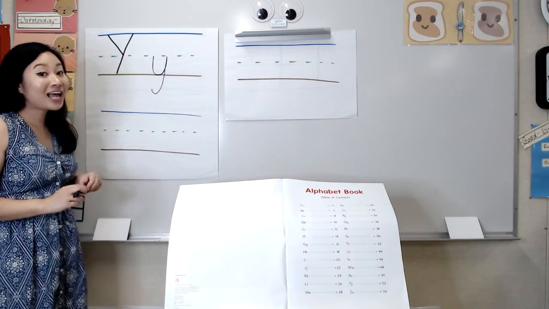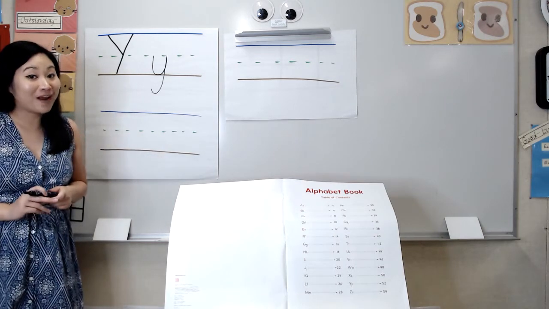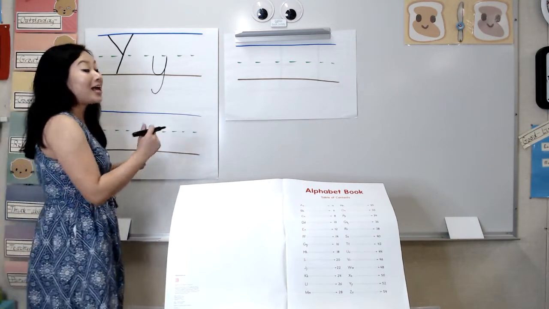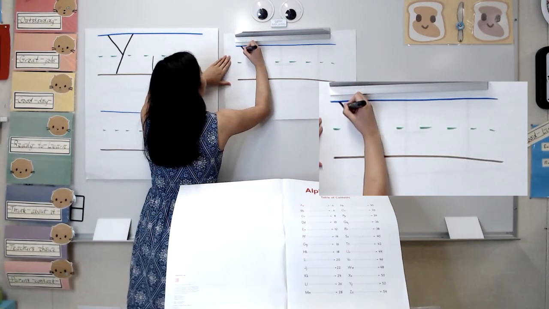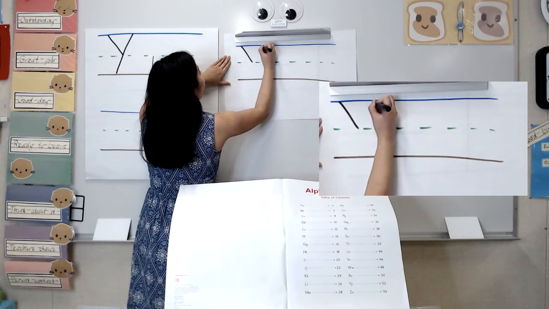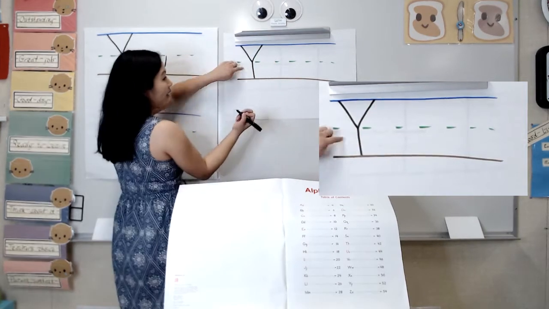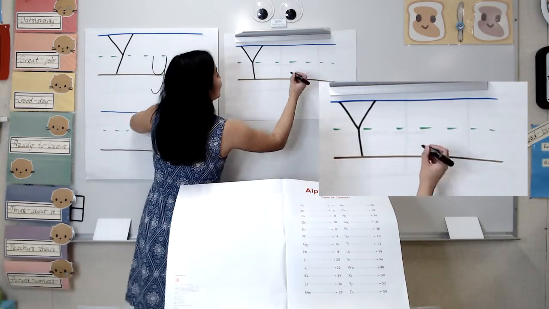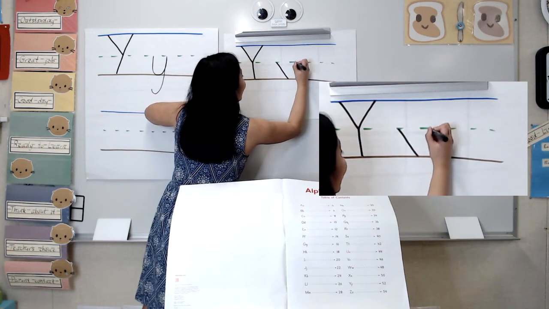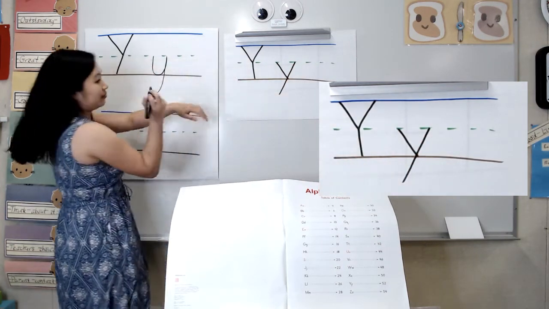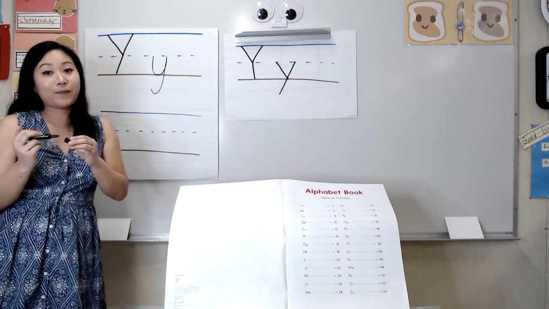I do have to tell you though that there's actually another way to write the letter Y. Sometimes people like to write the letter Y diagonal down, vertical down for uppercase. For lowercase, they like to go diagonal down and diagonal underground. So those are some different ways people write the letter Y.